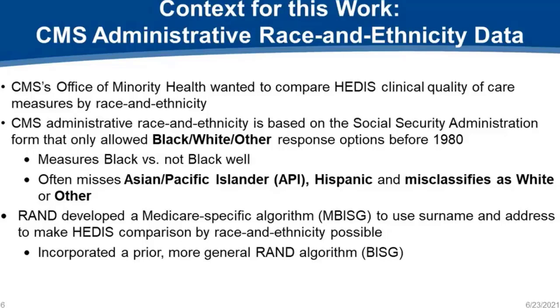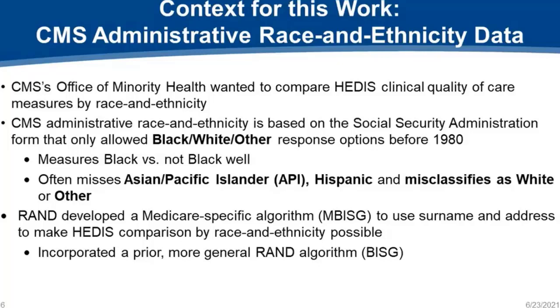And so while on the one hand, for those beneficiaries, it's quite accurate in measuring whether somebody identifies as Black or not as compared with contemporary self-report, as you might expect, it often undercounts people who, when asked, identify as Asian, Pacific Islander, Hispanic, and often it misclassifies people as white who would prefer to self-identify otherwise.